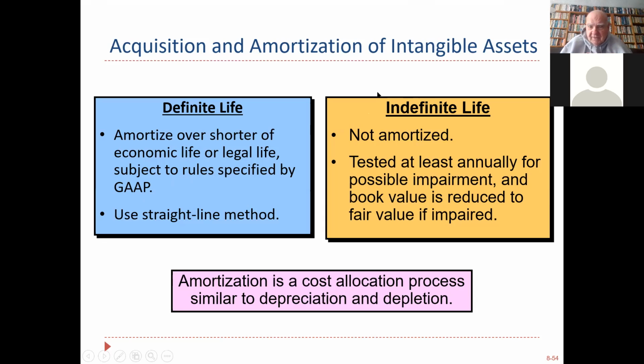If there's an indefinite life, you cannot amortize it. The only thing you need to do is make sure that it is still providing you some benefits. Otherwise, you're going to have an impaired asset. And amortization is a cost allocation process similar to depreciation and depletion.